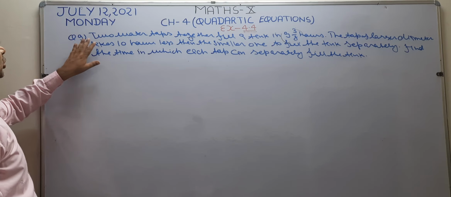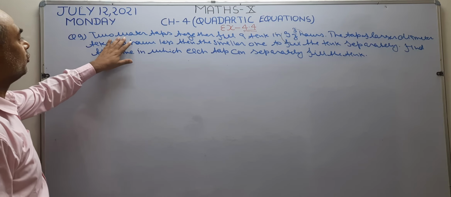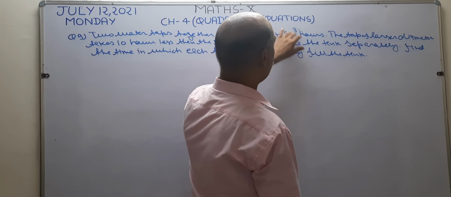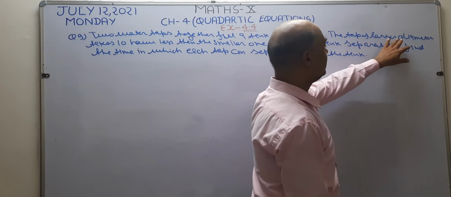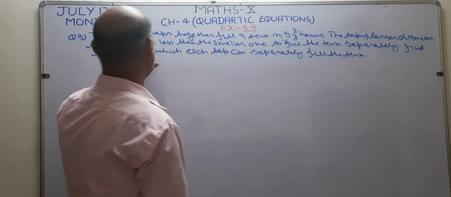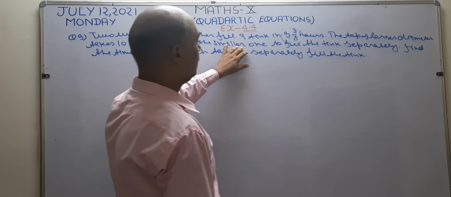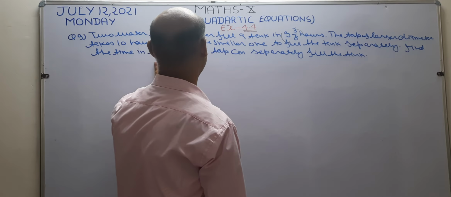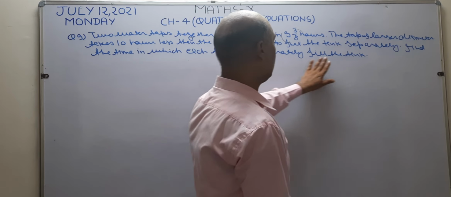Now I am going to solve question number 9. See what is given. Two water taps together fill a tank in 9 3/8 hours. The tap of larger diameter is going to take 10 hours less than the smaller one to fill the tank separately. Find the time taken by each tap separately to fill the tank.